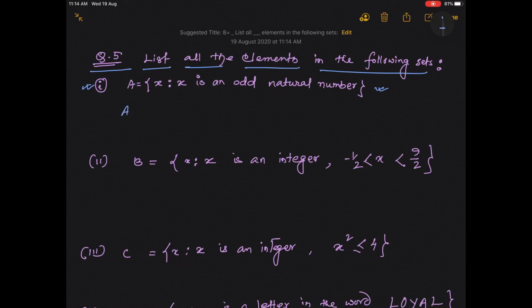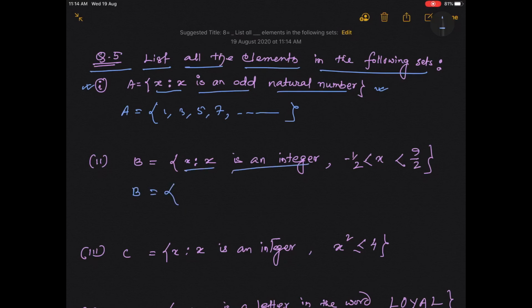Okay, so in set A, x is such that x is an odd natural number. Odd natural numbers means it must be 1, 3, 5, 7, and it goes on.